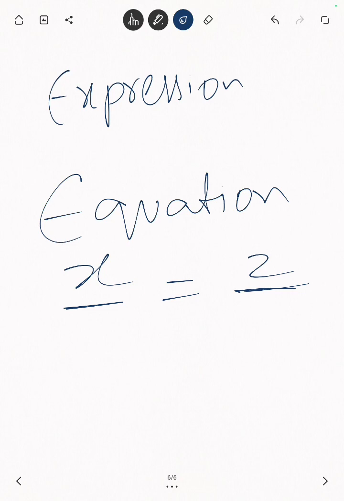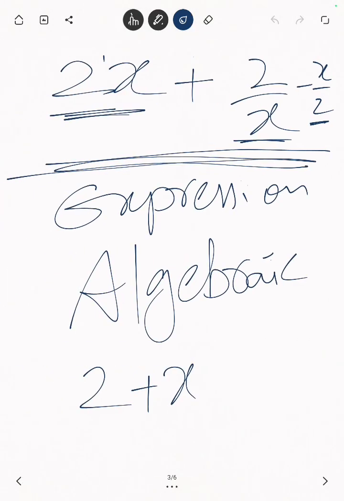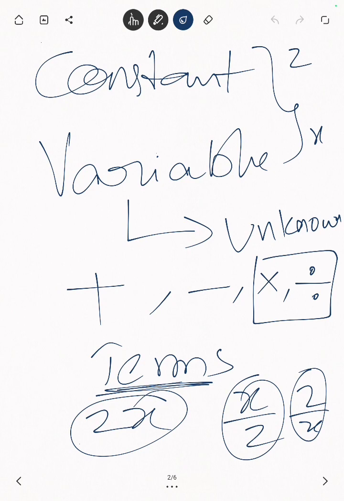This is about the basic part of algebra. In the next video, we'll be learning a few more basic things like degree of the expression, standard form, simplified form, and like terms, unlike terms in the algebra part.